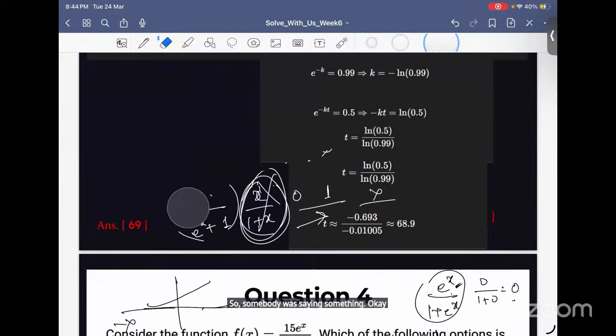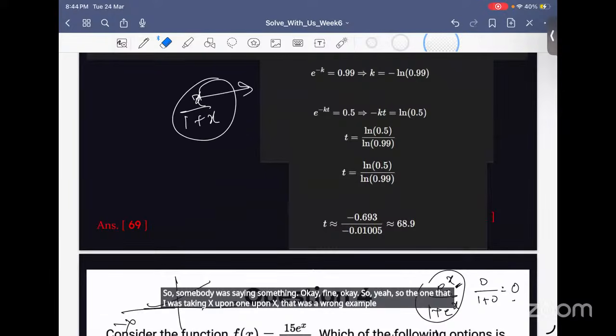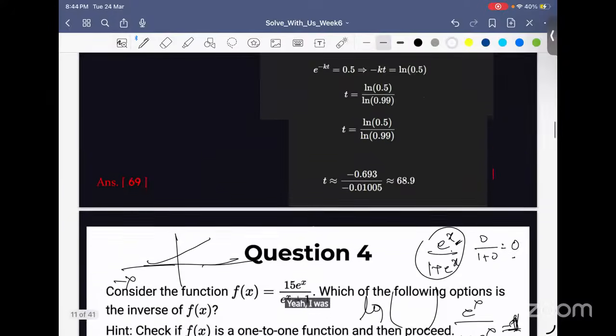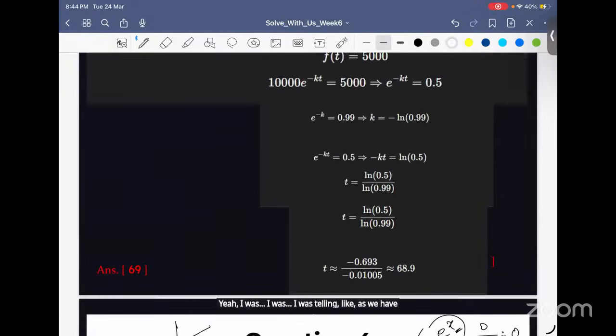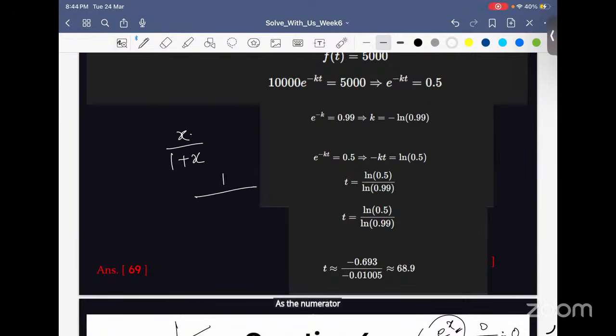So the example I was taking, x upon 1 upon x, was wrong because x can be negative. Then again it will be difficult because you can get it again from minus infinity. If you put it, you'll get 1, right? So I was saying we have x by 1 plus x: in the denominator 1 plus x, and the numerator x. So I'm just taking 1 as the numerator, then x plus 1, divided by x, and then 1 by 1 plus 1 by x.